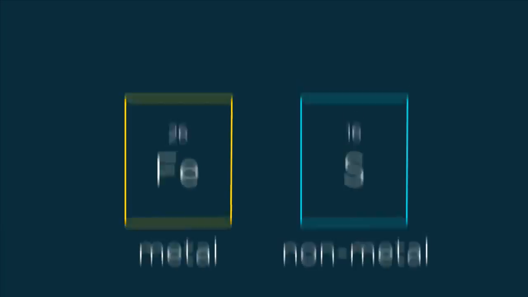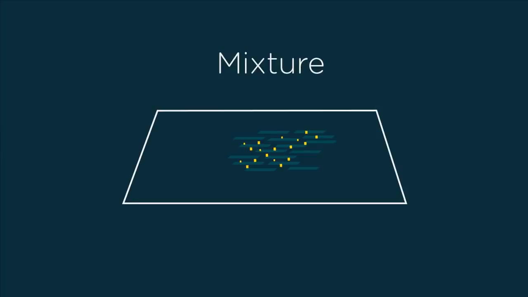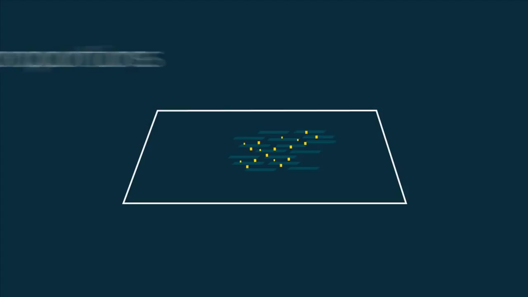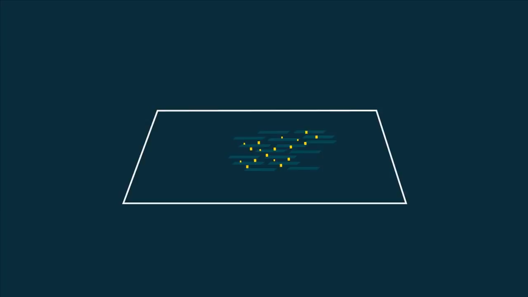Now, performing tests on a mixture of iron and sulfur. Some iron filings and sulfur powder are mixed together on a piece of paper. We have a mixture of iron and sulfur. If we add a bit more iron and we mix, we still have a mixture of iron and sulfur. As said earlier, the components of a mixture are not in fixed proportions. Let us now perform the same 4 tests on this mixture of iron and sulfur.